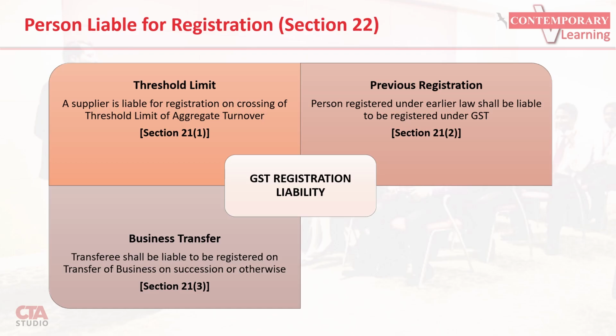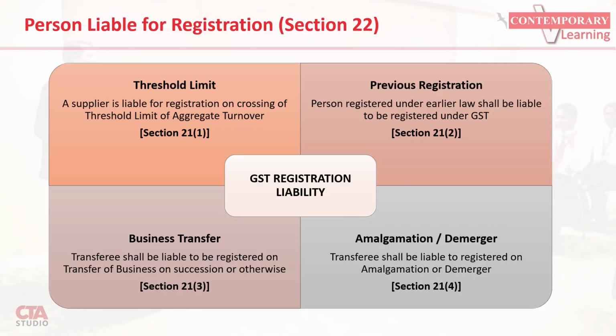Third is business transfer. When there is a transfer of business on succession or otherwise, the transferee shall be liable to be registered from the date of transfer according to Section 21(3). This ensures that the tax liability doesn't disappear when business ownership changes.